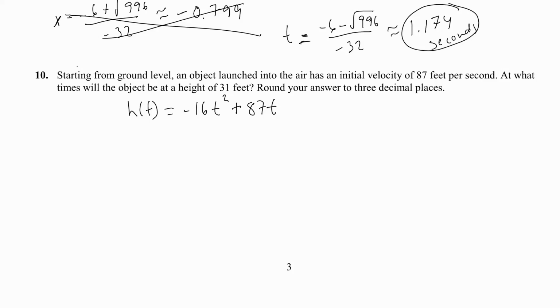Now on this problem, it says, when will the height be 31? h of t represents the height, so we'll just put that there. And then we're asked to solve this problem to find the values of t. Since we have a t squared and t to the first, we want everything on one side. So we subtract 31 from both sides, and we get 0 equals negative 16t squared plus 87t minus 31. From there, we're going to use the quadratic formula. I'm not going to take the time to do that, but that's the idea on how to do that problem.